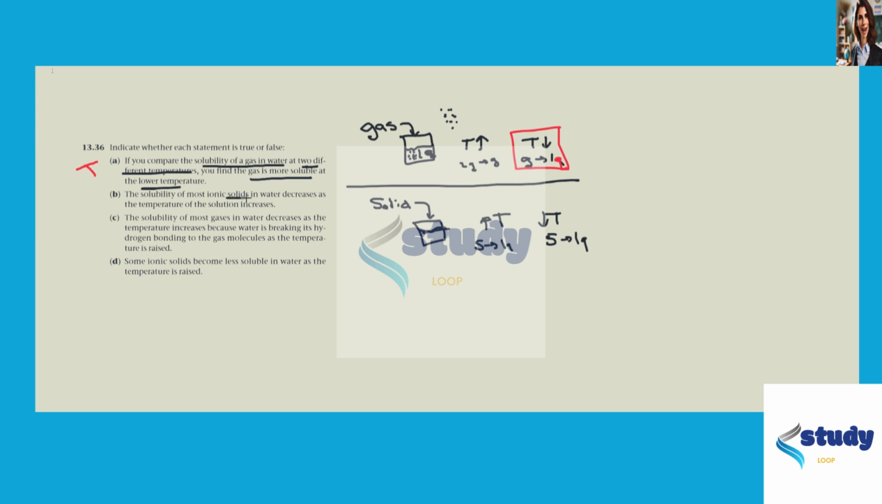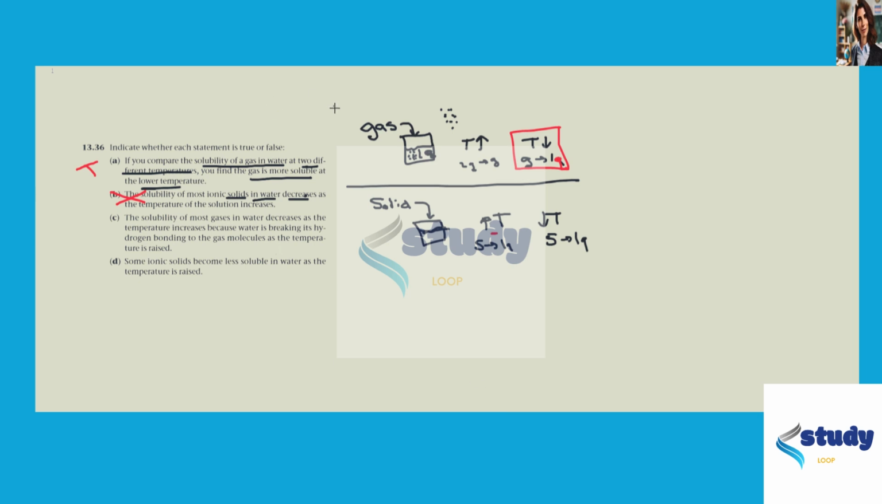You've got a solid in water, and the solubility of most ionics in water decreases. So it's saying the solubility decreases as the temperature of the solution increases. So as the temperature of the solution increases, the solubility of the ionic in water decreases. So solubility is going down. That's absolutely not true. We found the exact opposite to be true. In fact, if you want a salt to go into solution, you can often boil it and make that happen.